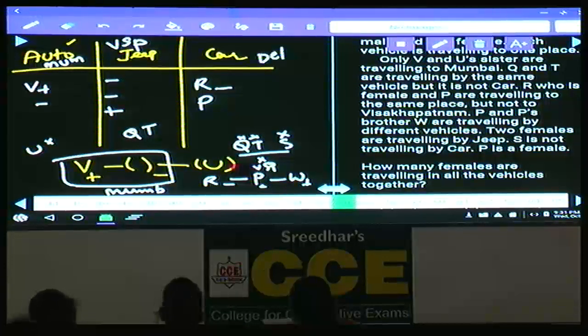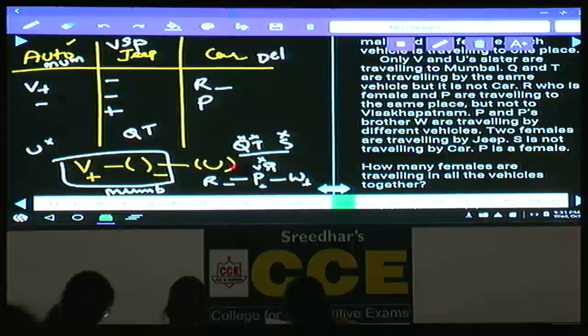Done with this? Now V, R and P we have done with this one. R who is a female and P are traveling to the same place but not to Visakhapatnam. P and P's brother W are traveling by different vehicles. Hence W cannot be at this place.